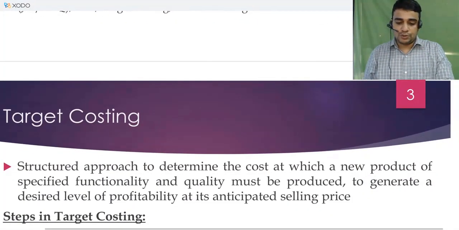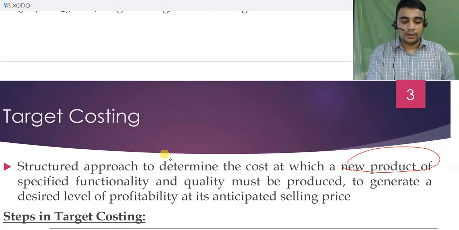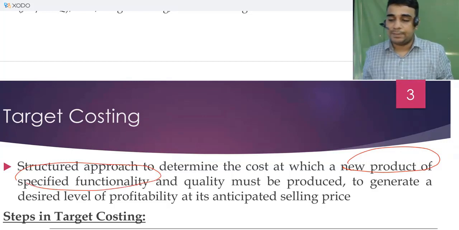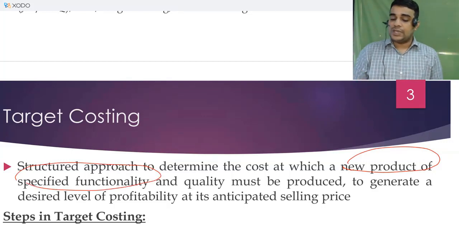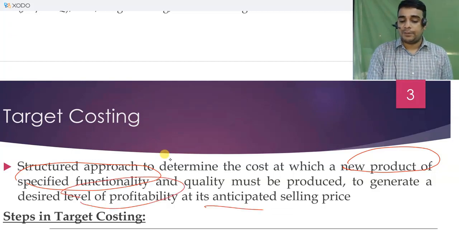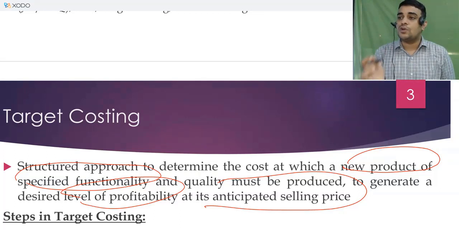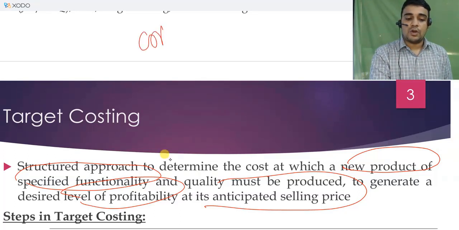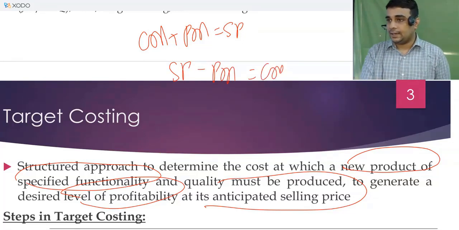Target costing is a structured approach to determine the cost at which a new product of a specified functionality. In the exam, please write this word, specified functionality, and quality must be produced to generate a desired level of profitability at the anticipated selling price. This also validates the equation change. Earlier the equation was cost plus profit is equal to selling price. Now the equation is selling price minus profit is cost. The equation technically remains the same.